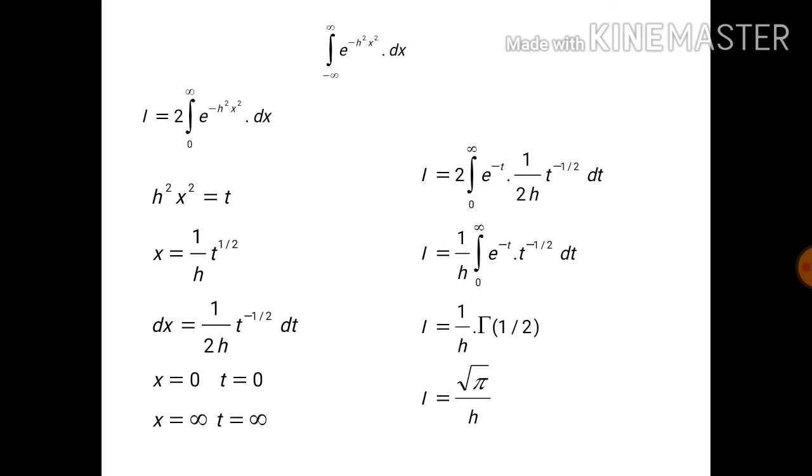Now e raised to power minus h square x square. Then power of e equal to t: h square x square equal to t, x is equal to 1 by h, t raised to power 1 by 2, dx is equal to 1 by 2h, t raised to power minus 1 by 2. When x is equal to 0, t is equal to 0; when x is equal to infinity, t is equal to infinity. Then e raised to power minus t, 1 by 2h, t raised to power minus 1 by 2.